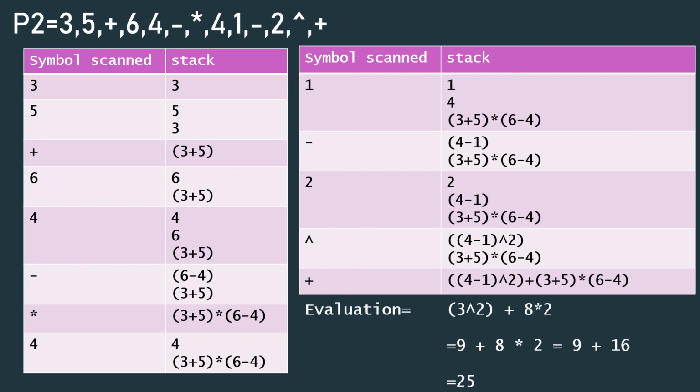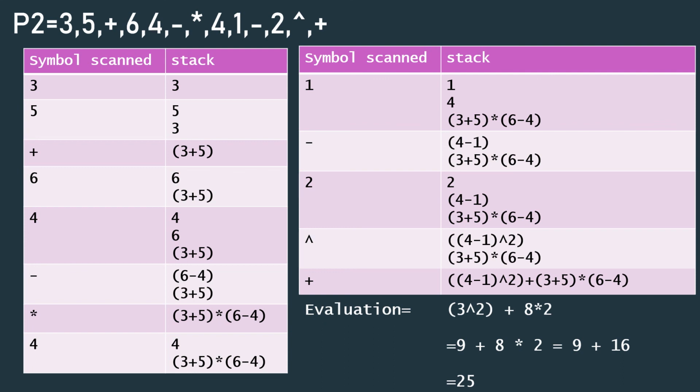The next one is 6, that will be pushed into the stack. Then 4 will be pushed into the stack and the minus operator has come. Now the top two elements, that is 4 and 6, will be popped and minus will be placed in between them, and that will be pushed in the stack. Now a multiplication operator has come. So the multiplication operator will go in between the top two elements like this.